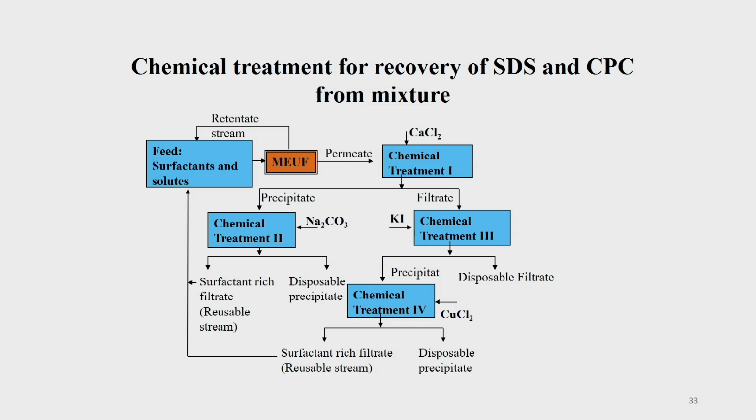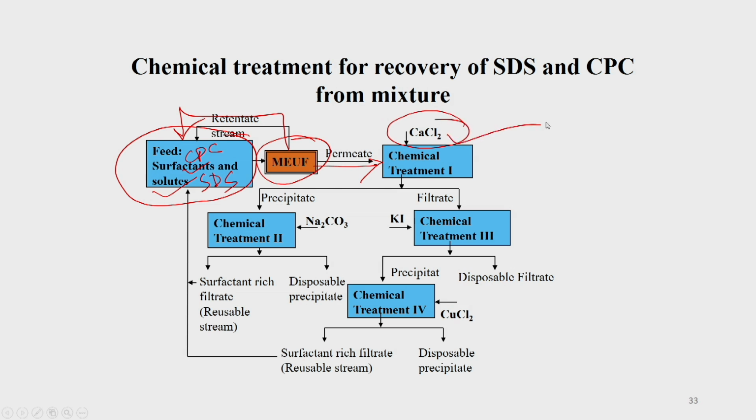So, now we have these two different surfactants, cationic and anionic, so we need two different processes for the regeneration. Suppose inside this feed we have the surfactants, cationic and anionic, CPC and SDS, and these solutes are all there. Then through this MEUF process we have two streams: the retentate will come back to the feed chamber, and the permeate will first be treated like this, whatever we tested for the separation of SDS. Then we have this precipitate and this filtrate.